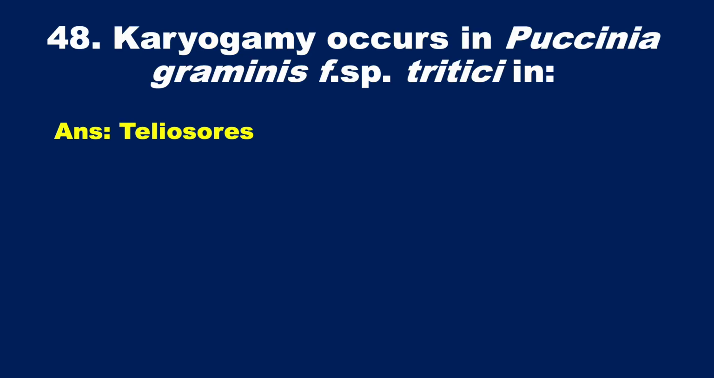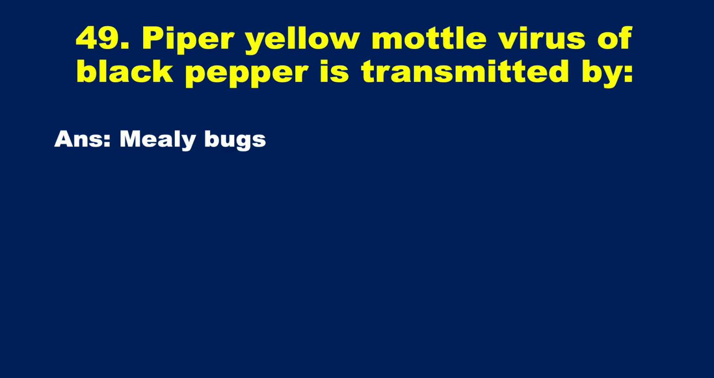Our next question is karyogamy occurs in Puccinia graminis f. sp. tritici in. The correct answer is teliospores. The next question is the Piper yellow mottle virus of black pepper is transmitted by. The correct answer is mealybug, and it is primarily transmitted by an insect vector. The scientific name is Scirtothrips dorsalis.